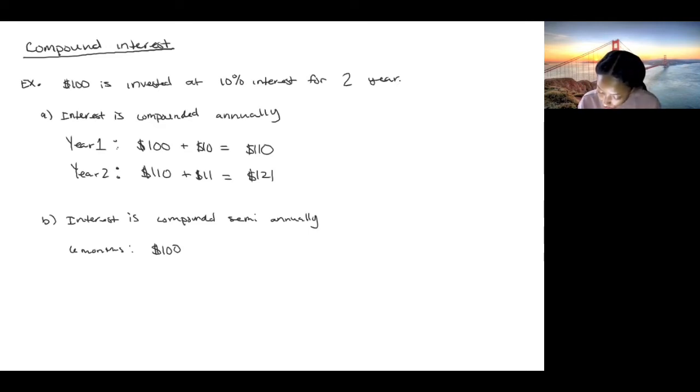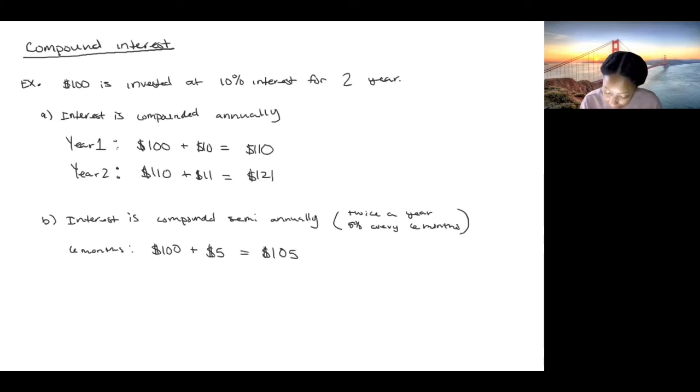Okay, so you'll get $100 plus $5, which is equal to $105. I want to put a little note here. Semi-annually means twice a year. So 5% every 6 months. All right, so after 6 months, we have $105. Cool, that's nice, $5 free.